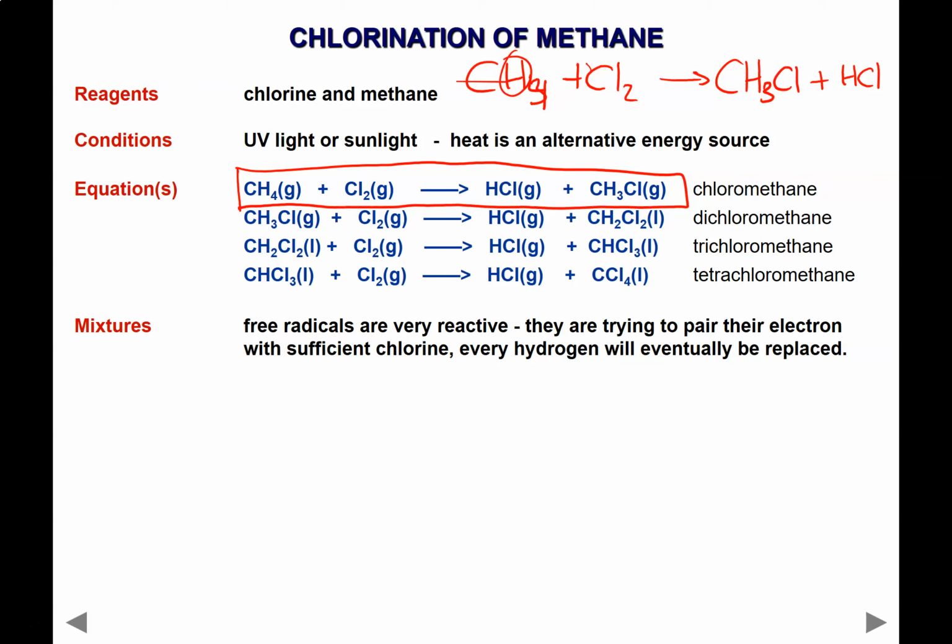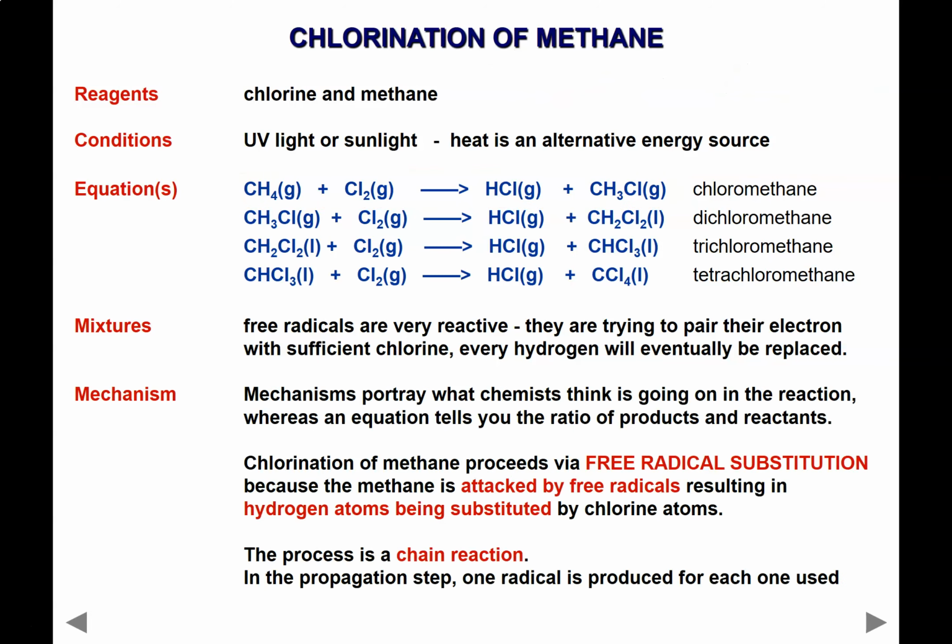That chloromethane can go on to react with a further chlorine molecule, and another hydrogen can be replaced, and so on until all the hydrogens have been replaced in tetrachloromethane. This is also known as a chain reaction. You would have heard of chain reactions before, and that is because once it starts, it gets faster as time goes on and keeps going.